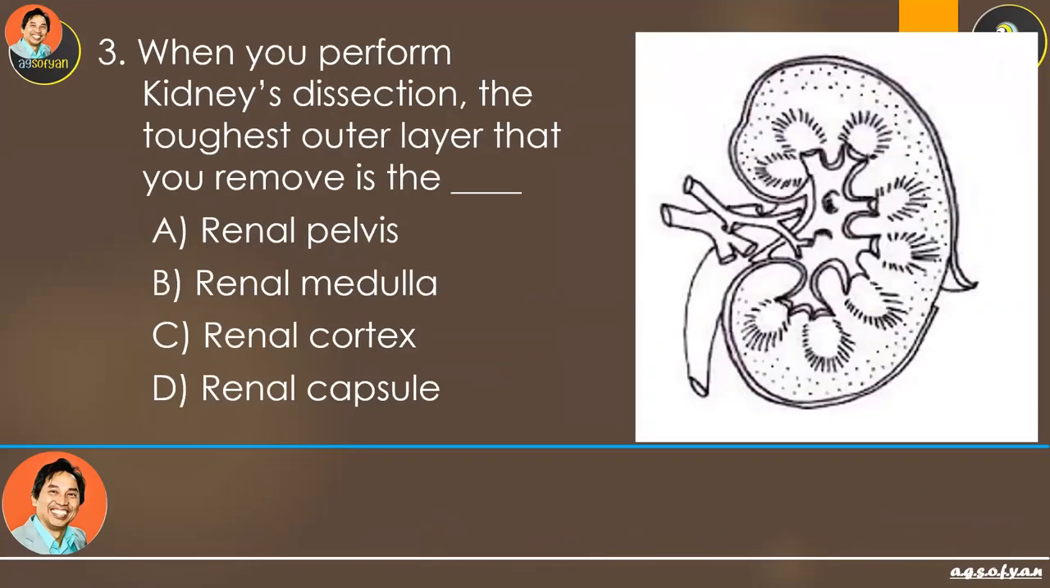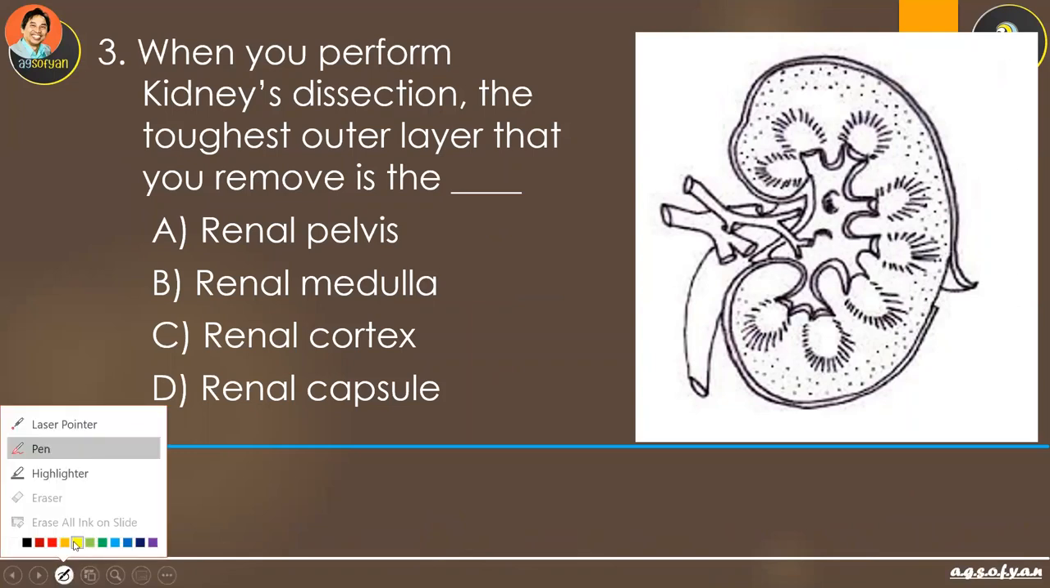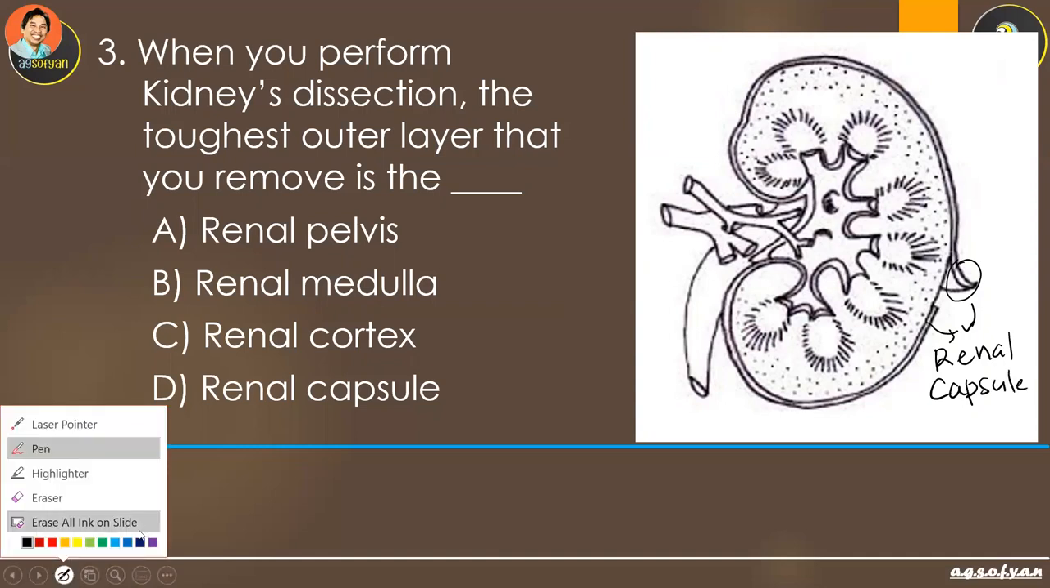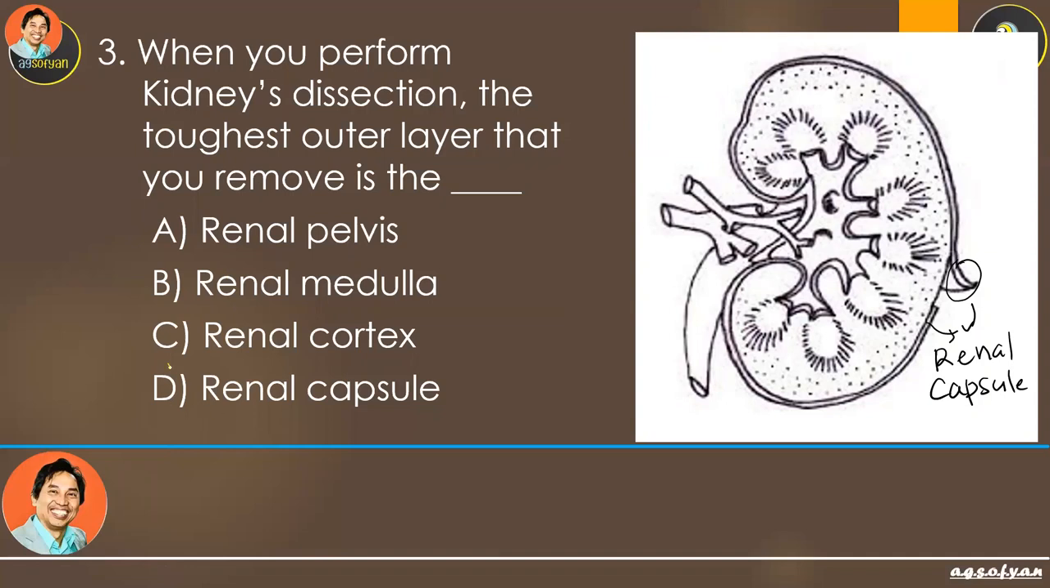Okay, next one. When you perform kidney dissections, the toughest outer layer that you remove is the A, B, C, or D. Choose your answer. Look at this picture over here, the layer that protects the kidney. You can remove this layer when you dissect the kidney. This one is called the capsule, because this is the capsule of kidney. Therefore, it's called the renal capsule. Renal means kidney. So look for that answer, renal capsule. So this should be the answer.